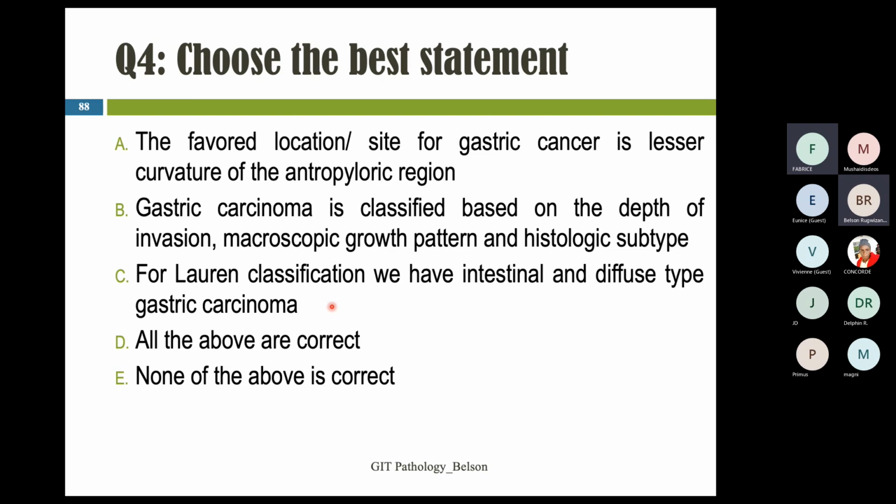So choose the best. The favored location or site of gastric cancer is the lesser curvature of the antropyloric region. Gastric carcinoma is classified based on the depth of invasion, microscopic growth pattern, and histological type. For the Lauren classification, we have intestinal and diffuse type gastric carcinoma. All the above are correct, none is correct. What is the best answer as the best statement?